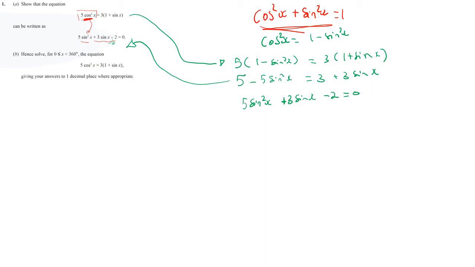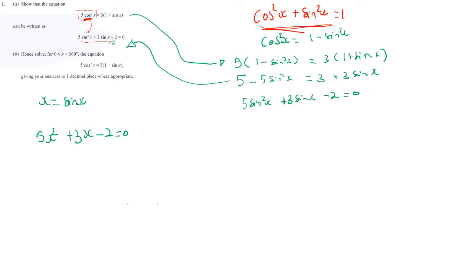So now we want to solve the equation. Okay, and I'm going to say that x is equal to sine x to make things easier, right? So I'm going to say 5x squared plus 3x minus 2 is equal to 0. And then you can see it's actually a quadratic equation, not some hard equation. Okay, so this is how we can solve it.